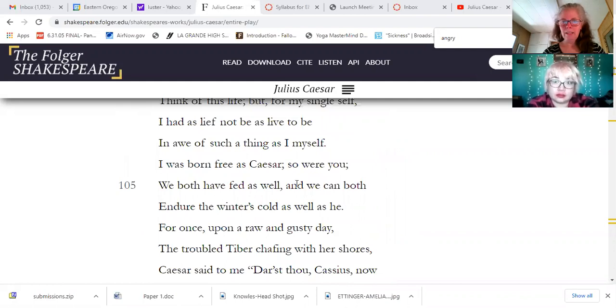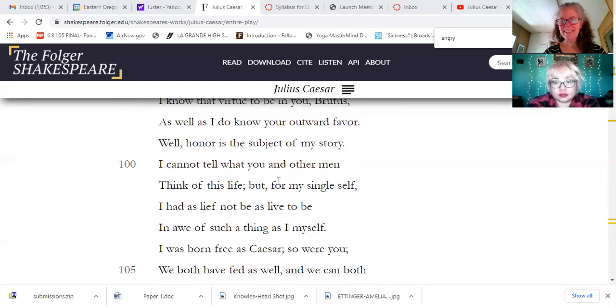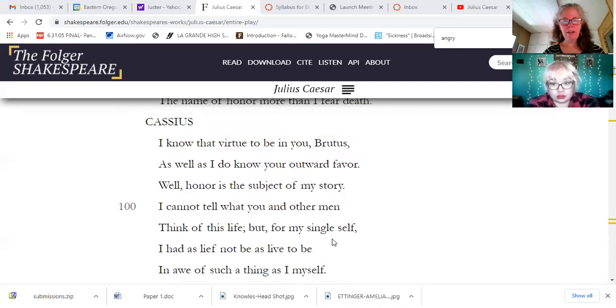Yeah. And I like that idea, right? Outward favor, right? Knowing someone based on their face, gestures, intentions. Yeah, that's great, Adriana. So there's a lot of dinging of Caesar here, right?